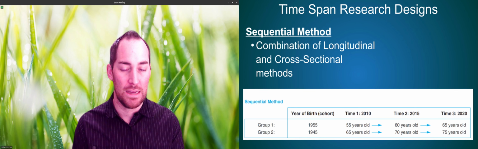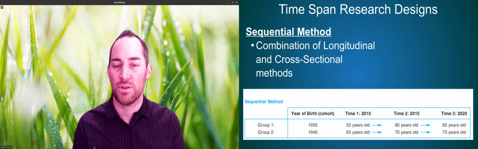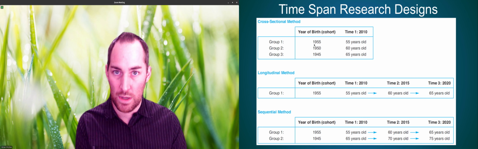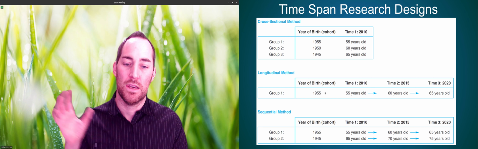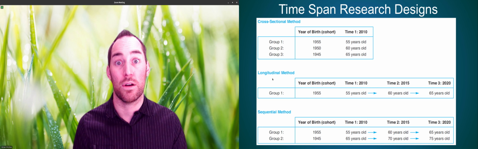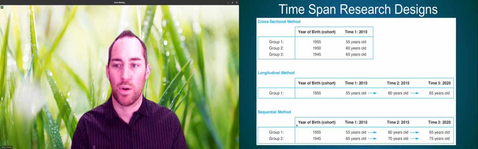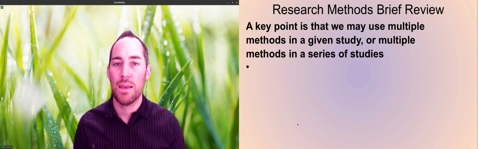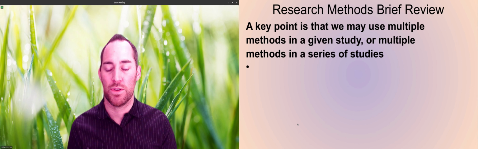So it's pretty neat. So those are time span research designs. So here we've got cross-sectional, you've got different groups taken at one time. Longitudinal method, you take those people, you follow them over a long time. So longitudinal, long time, you follow them. Sequential, put them both together. Cross-sectional plus longitudinal.